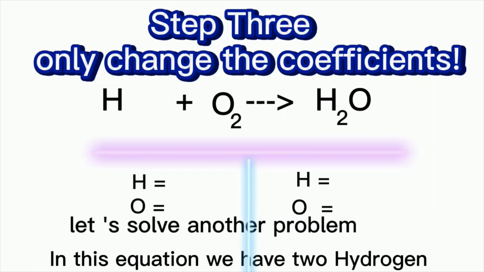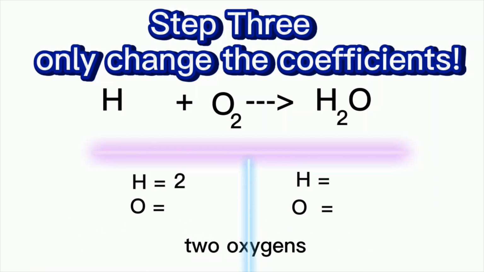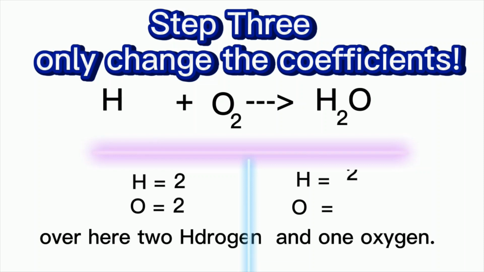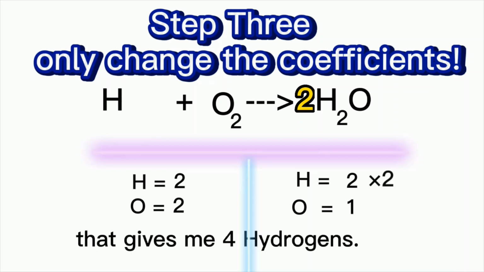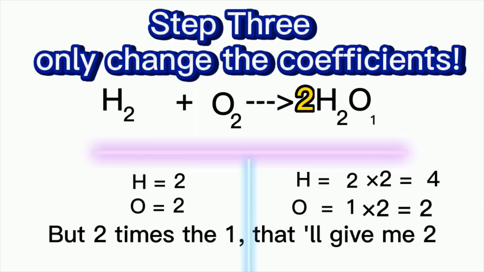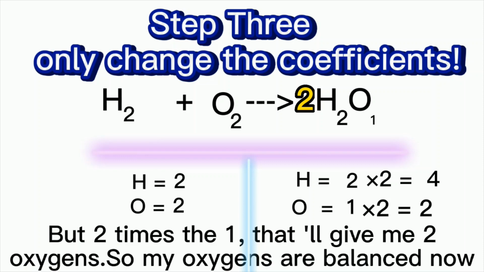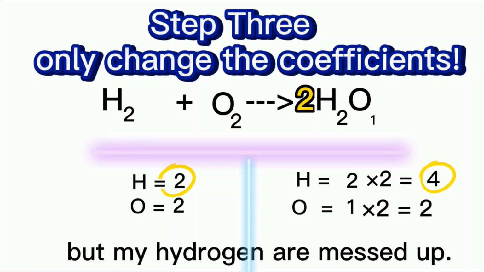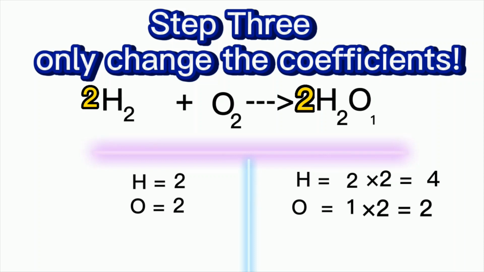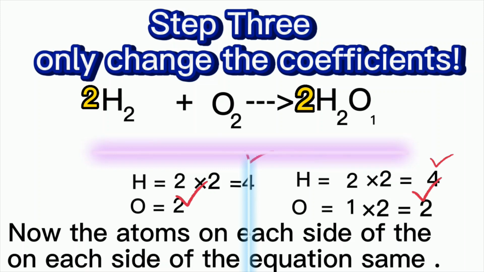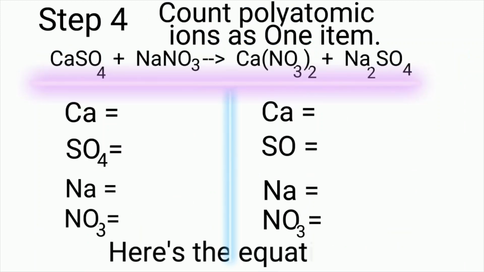Let's try another problem. Here we have 2 hydrogen, 2 oxygen. Over here 2 hydrogen and 1 oxygen. If I put 2 right here, so 2 times 2, that gives me 4 hydrogens. But 2 times 1, that will give me 2 oxygen. So my oxygen are balanced now. But my hydrogen are messed up. What I can do over here, put a 2 in front of hydrogen. 2 times 2, that will give me 4. Now the atoms on each side of the equation are the same. This equation is balanced.